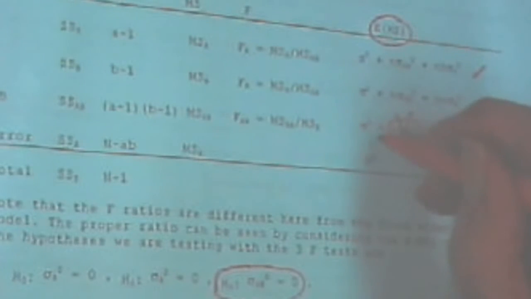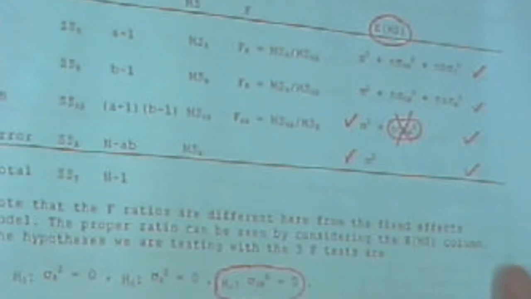I look at this expected mean square column and I say, this piece then under H0 goes away. And so I find that I have two mean squares that have the same expectation, sigma squared. This one and this one. So I form that ratio for the F statistic. Here it is right here. I take mean square AB divided by mean square error. And that's my F test then for this hypothesis.